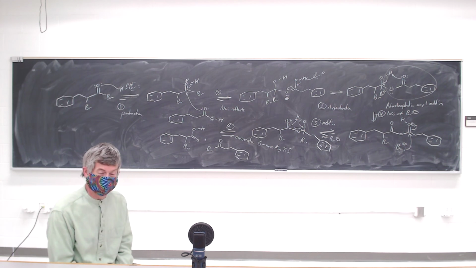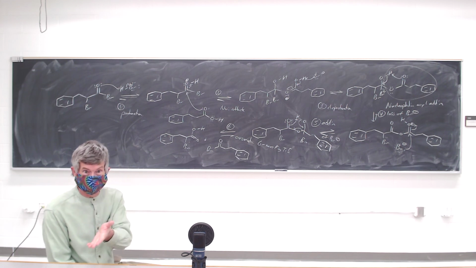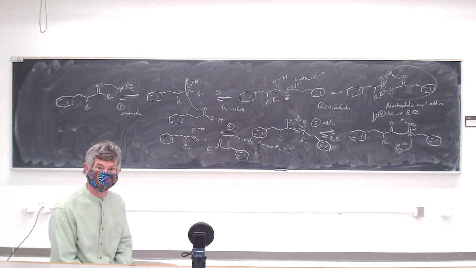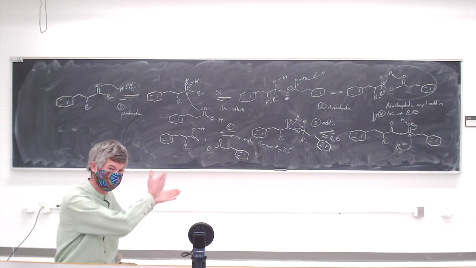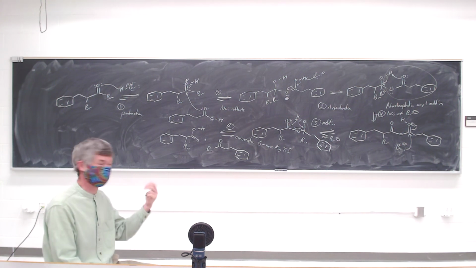I'll still study it. Stage 1 is kind of important because stage 1 is how to make an acid bromide from PBr3 and a carboxylic acid, which I didn't cover back when I told you about that reaction. So here's the mechanism now.